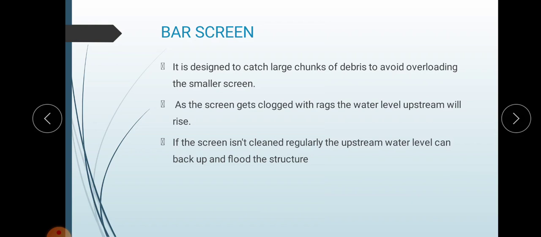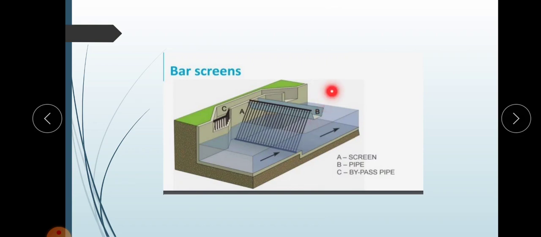And as the screen gets clogged with rags, the water level upstream will rise. So we have to clean the screen frequently, otherwise the water level may increase due to the accumulation of debris. If the screen is not cleaned regularly, the upstream water level can back up and flood the structure. So it's very important to clean the screens frequently, because we are collecting large sized particles using the screens, so they have to be removed frequently, otherwise it may cause flooding of the structure. So this is a bar screen.